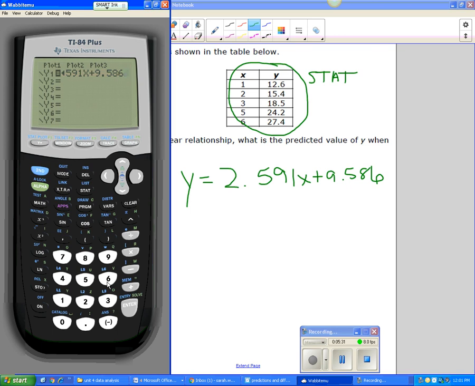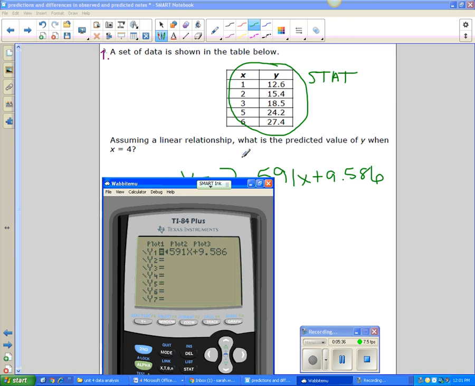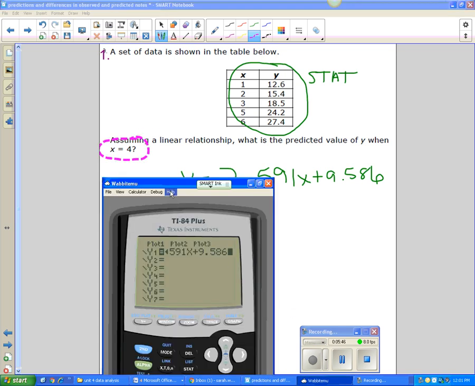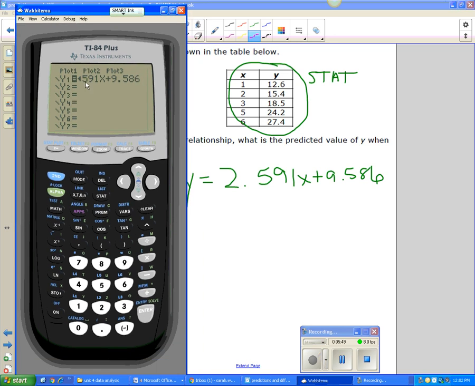The next thing that we are going to do is we're going to read the question. So the question says, what is the predicted value of y when x equals 4? When x equals 4. Okay, so in our calculator, you have it in the y equals. The next thing you're going to do is you're going to hit second graph.